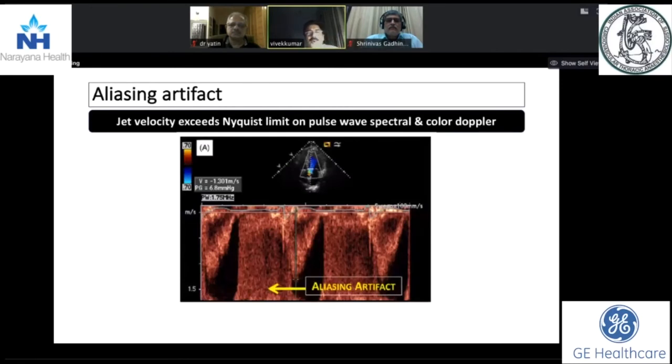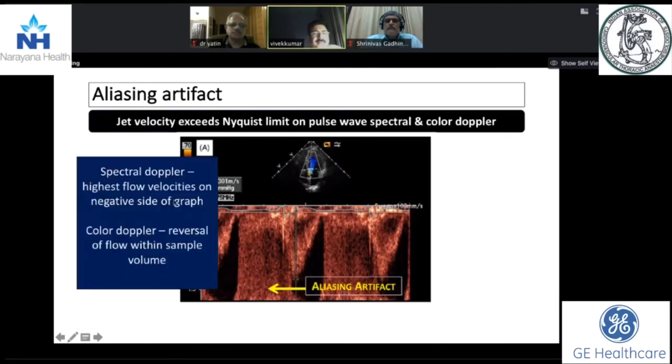And the last thing I want to highlight is what is known as the aliasing artifact. In one word, when the jet velocity, the jet which we have transduced, exceeds the Nyquist limit on pulse wave, spectral, and color Doppler, that is when we get what is known as the aliasing artifact. I will just take some time on this.